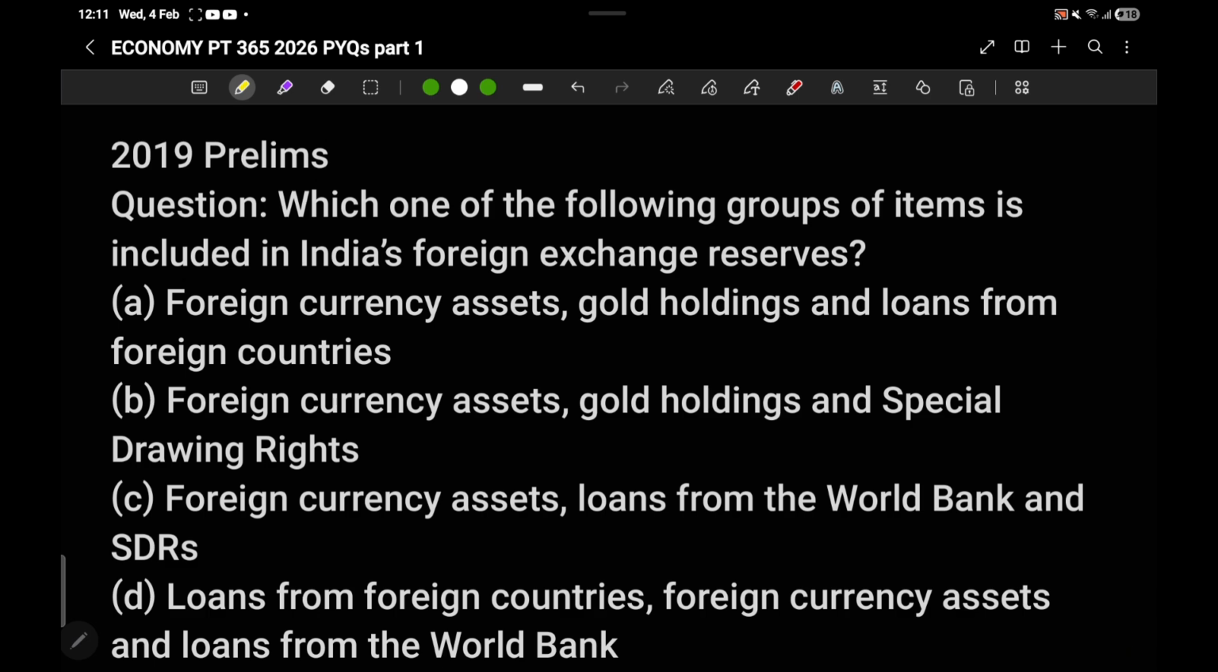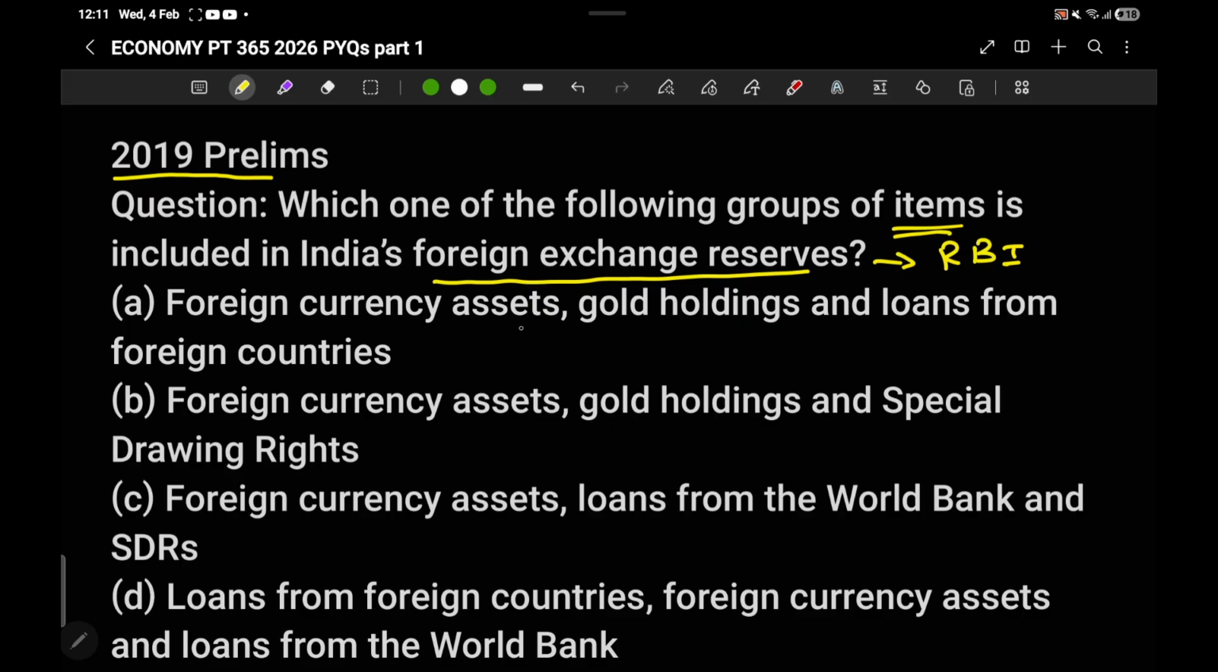So yesterday we learnt foreign exchange reserve, right? In 2019 prelims, a foreign exchange reserve question was asked. So let us solve it now. Which one of the following group of items is included in India's foreign exchange reserve? The question is very simple. It's asking just the items in the foreign exchange reserve which is held by RBI. So let us solve it.